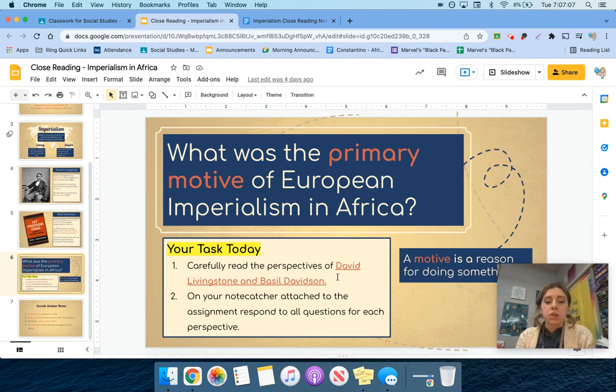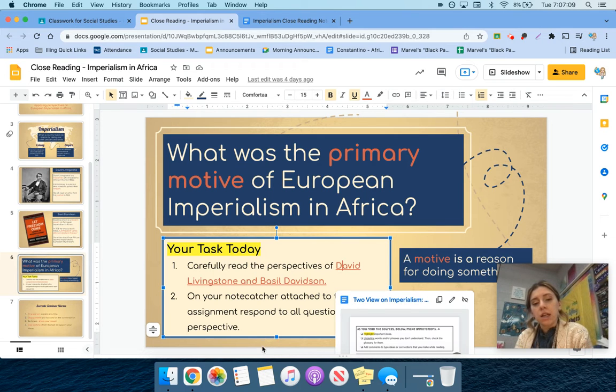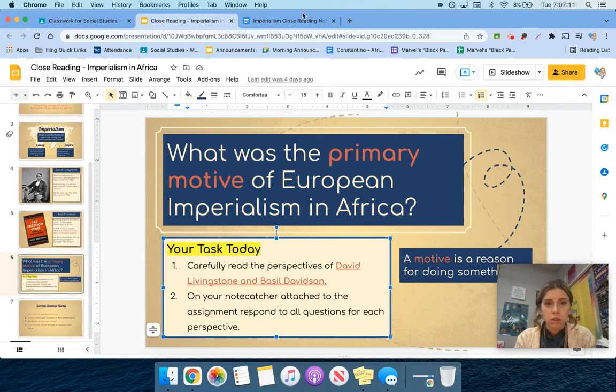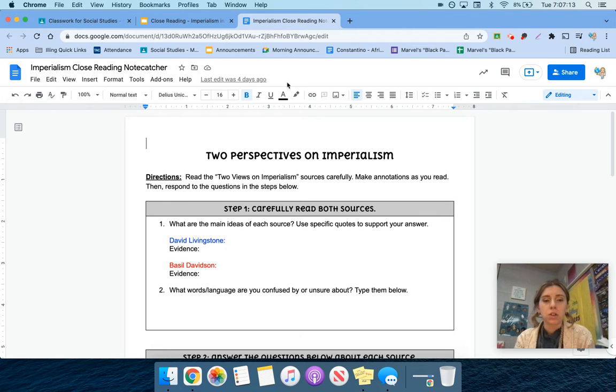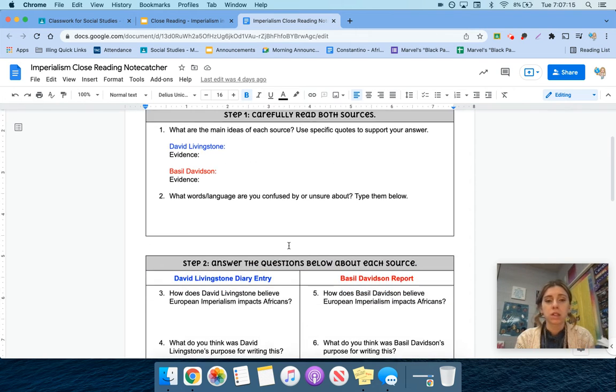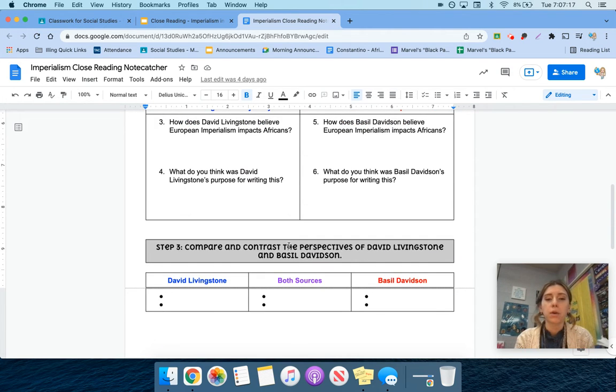You can get the different perspectives by clicking this link right here. And your note catcher looks like this. It's attached to your assignment in Google Classroom. So like this is your worksheet for today. This is what I'm grading.